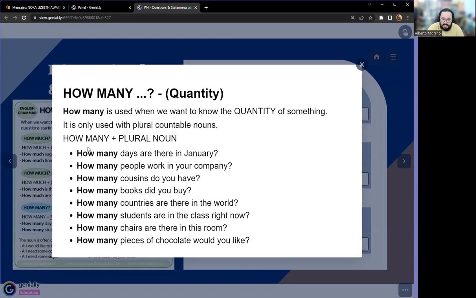So if you can see here, we use how many to ask for quantities of plural countable nouns, like days, people, cousins, books, countries, students, chairs, and pieces. If we said how many sugar, it doesn't make sense because sugar is an uncountable noun. So with sugar, we have to use how much instead of how many.